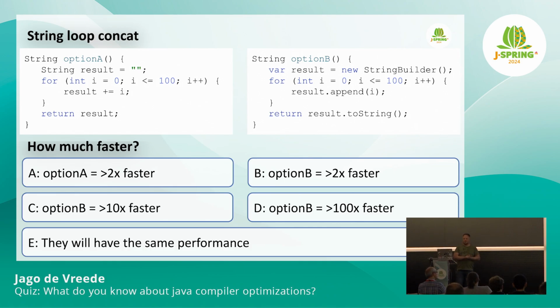All right, a classic example. Probably everybody heard, don't do string concatenation in a loop. But how much faster is using a string builder outside of that loop then? Is that 2 times faster? Or is maybe the not recommended way of the plus addition faster? So what do you think? Or do they have the same performance? That's still an option.